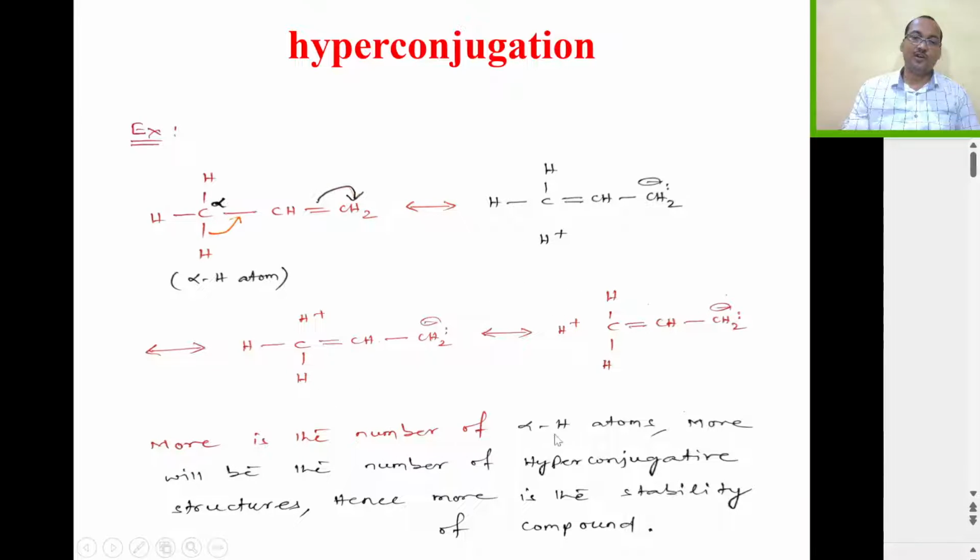The more the number of alpha hydrogen atoms, the more will be the number of hyperconjugative structures, and hence the more the stability of the compound. These hyperconjugative structures improve the stability of the compound. The more the hyperconjugative structures, the more the stability of the compound.